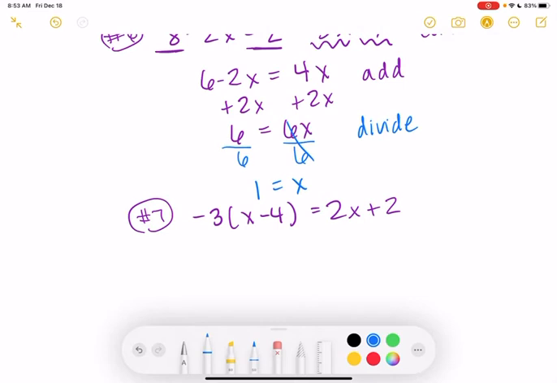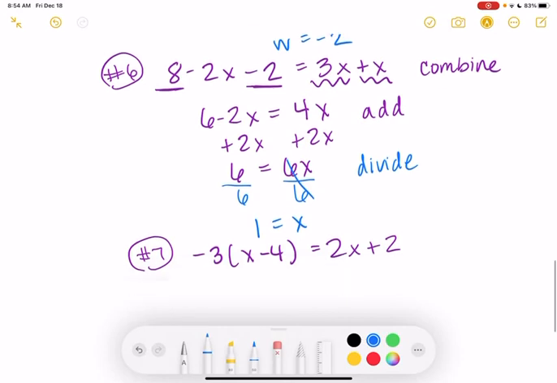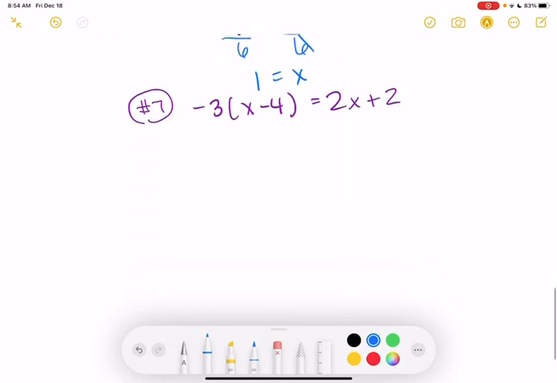We would distribute, right? So you're going to want to take that -3 and distribute it to the x and to the -4. Okay, so you go ahead and try that. Try to solve the entire problem. When you're all done, you should get that x equals 2. Okay, so hit pause, give it a try, come back when you're ready.